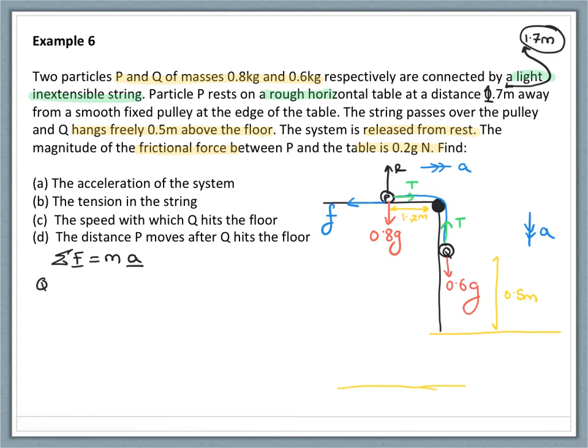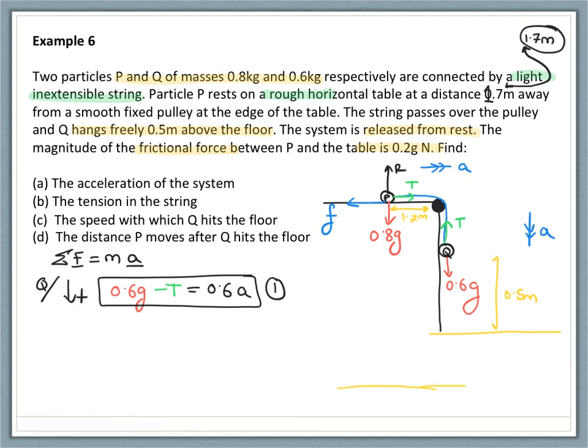Let's have a look at the forces on Q first of all. I'll take down as positive. So what do we have? We have 0.6g positive minus T, because that's upwards, equals the mass, which is 0.6 multiplied by the acceleration, and we straight away have our first equation. Let's do the same for particle P, but we'll take right as positive. That's the direction of motion once the system is released from rest. T is positive minus the friction, and that is equal to 0.8a.